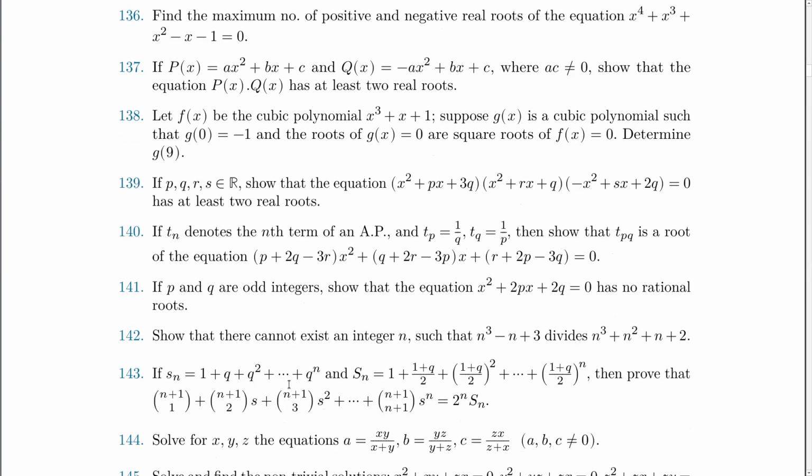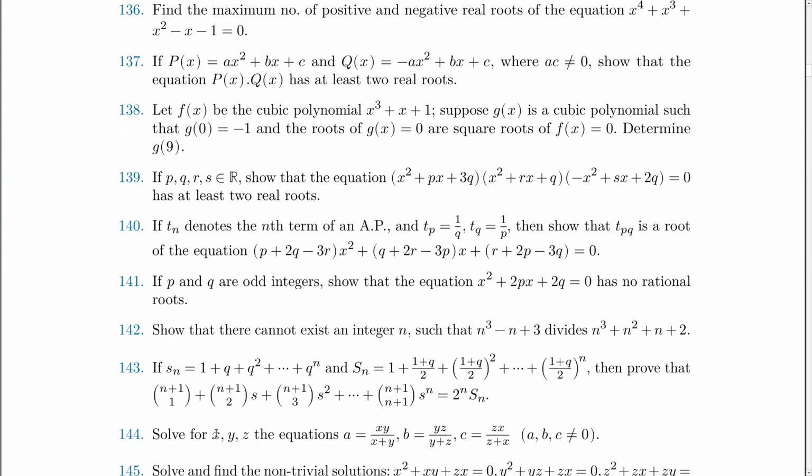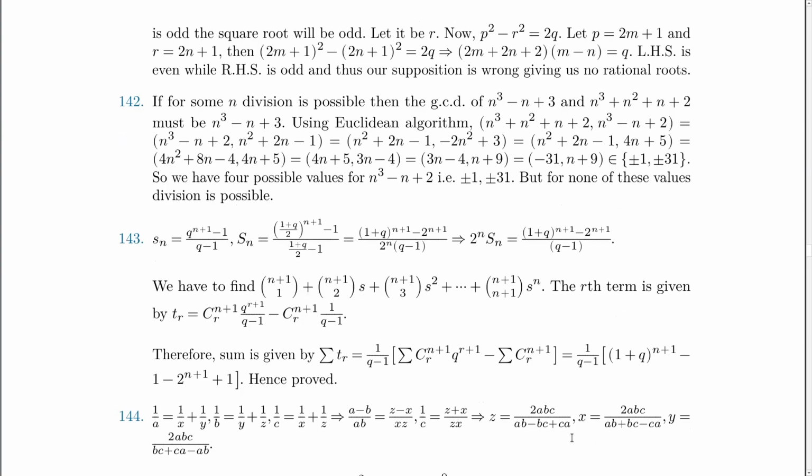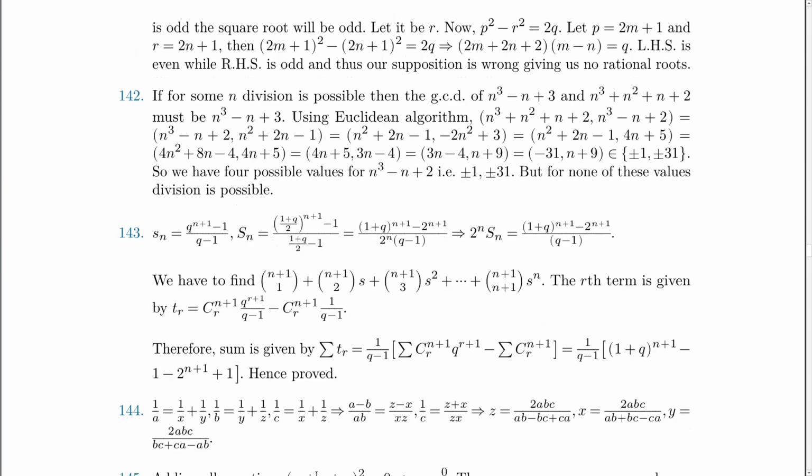Now we look at question number 144. It says solve for x, y, z the equations a = xy/(x+y), b = yz/(y+z), and c = zx/(z+x), where a, b, c are not 0. So here what we do is we write 1/a = 1/x + 1/y, 1/b = 1/y + 1/z, and 1/c = 1/x + 1/z.